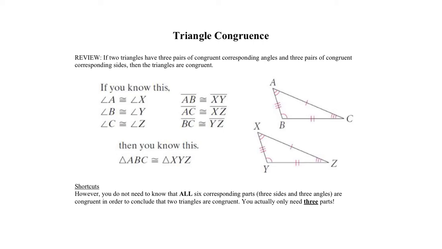Hi everyone! Today we're going to talk about triangle congruence. So quick review. If two triangles have three pairs of congruent corresponding angles and three pairs of congruent corresponding sides, then we know that the triangles are congruent.